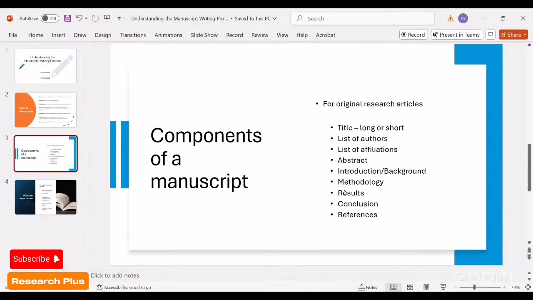Please do not make the mistake of writing a manuscript without reading the author guideline. It's important.